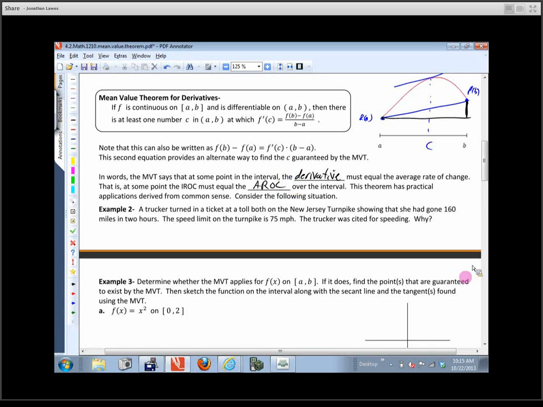So this has some really practical uses. Let's take a look at this example right here. It says a trucker turned in a ticket at a toll booth on the New Jersey Turnpike, showing that she had gone 160 miles in 2 hours. The speed limit on the turnpike is 75 miles per hour. The trucker was cited for speeding. Anybody been on a turnpike or a toll road before?